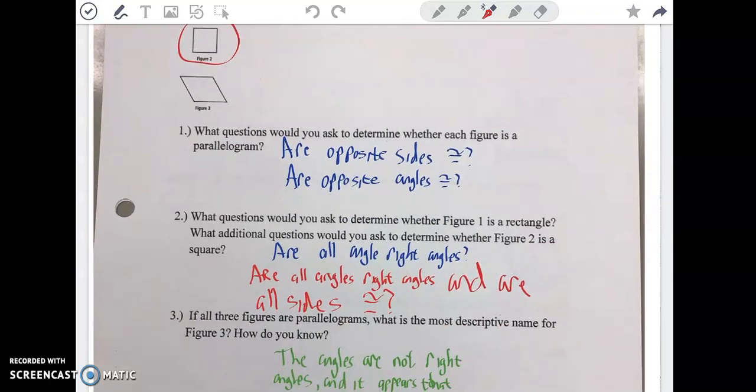Now, for the third figure, it says, if all 3 figures are parallelograms, what's the most descriptive name for number 3? How do you know? Well, all the angles are not right angles in figure 3. But it appears that the sides are. So it is a rhombus.